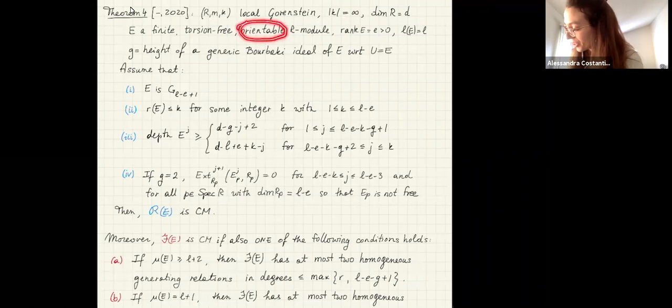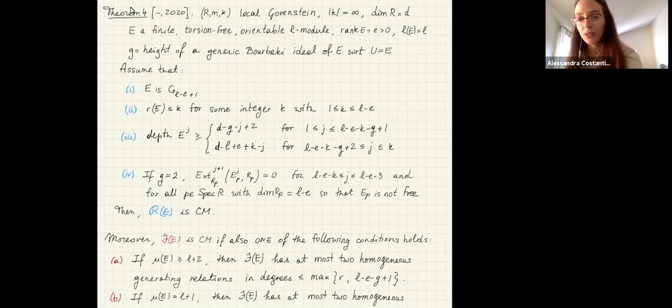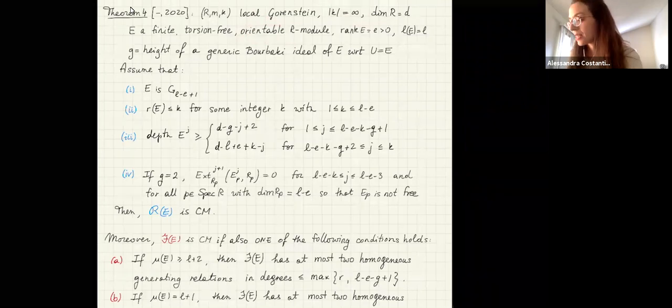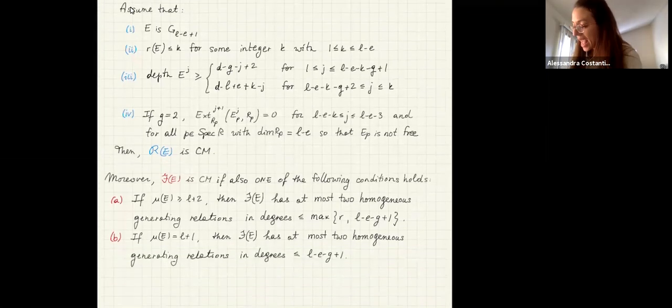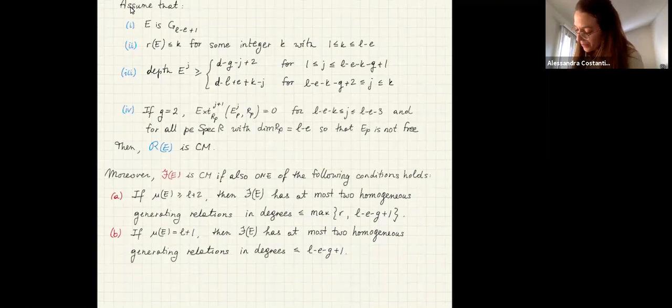Then the orientable part here, it's kind of an extra addition. So the definition is a condition about the eth exterior power of your module, where e is the rank. But really what it all does is that it makes the height of the generic Bourbaki ideal that you can construct at least 2. So it's a condition on the height of the generic Bourbaki ideal. Then we have these 4 conditions in blue that will guarantee that the Rees algebra is Cohen-Macaulay. And these extra 2 conditions in red that would guarantee that the fiber cone is Cohen-Macaulay.